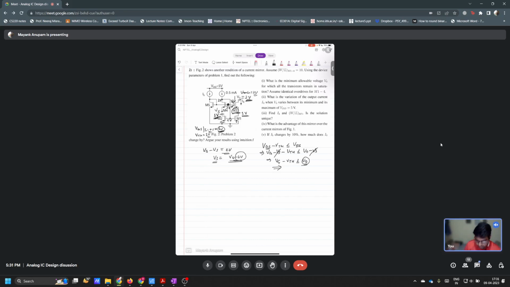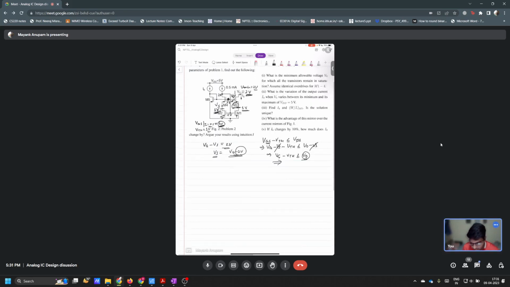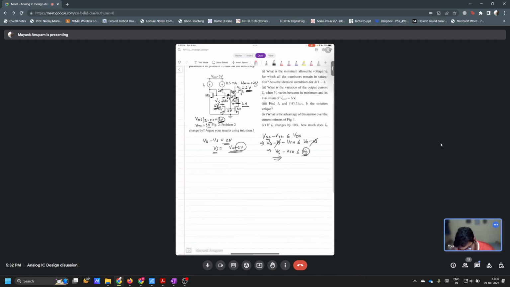Okay, now tell me something. This analysis we did, but there was a catch here. I mean, there is a constraint here. This constraint, can anyone point out? I mean, this cascode thing which we did here.